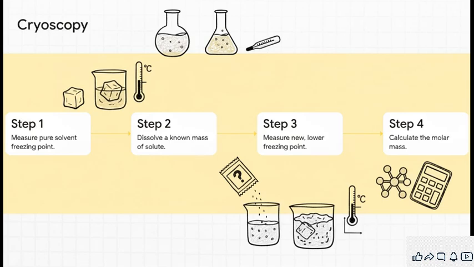The process is called cryoscopy, and it's just so elegant. First, you take a pure solvent, say water, and measure its freezing point super precisely. Then, you weigh out a very specific amount of your unknown stuff and dissolve it in there. Then, you measure the new, lower freezing point. And from that one change in temperature, a simple formula lets you calculate the molar mass. You're basically weighing molecules you can't even see.